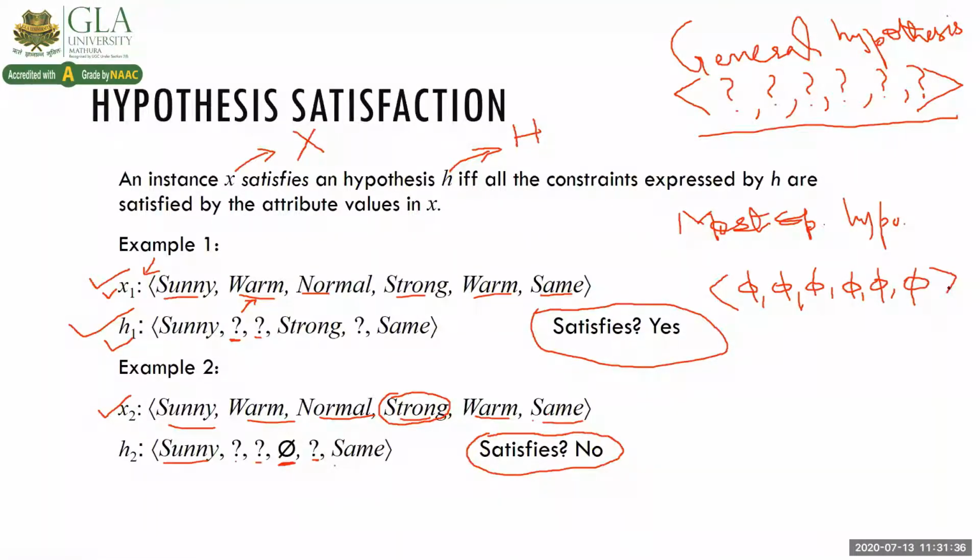Clear? In which it will not satisfy any value. No value is acceptable. Pi is what? No value is acceptable. So it gives no day as a positive example.